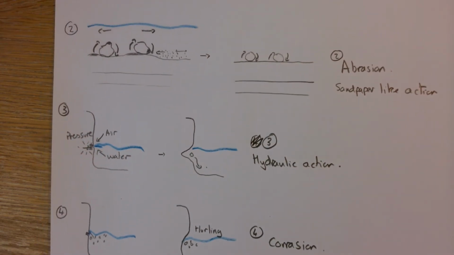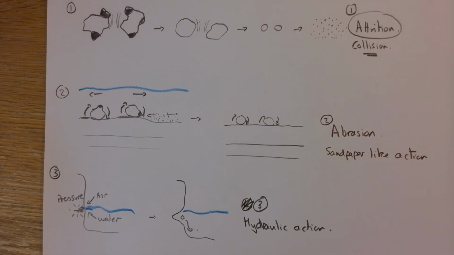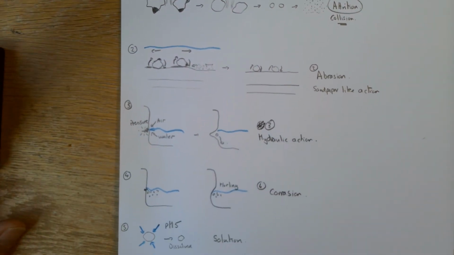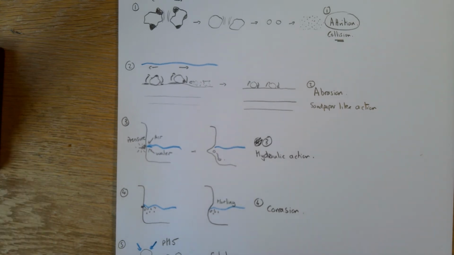Okay, so let's have a look at our 5 different processes. Let's zoom out so you can see them all, and let's have some questions. Which process of erosion involves high pressure being built up in lines of weakness by air and water being forced in? Good, that is hydraulic action. And what is it that is going to be forcing that water into those cracks? That's right, it's the power of the waves.